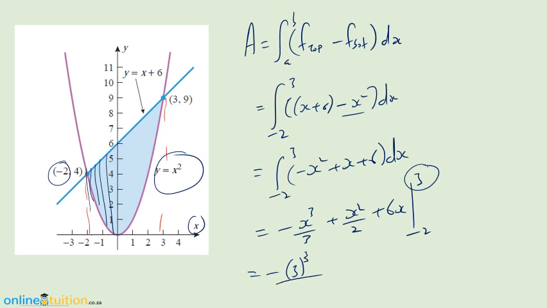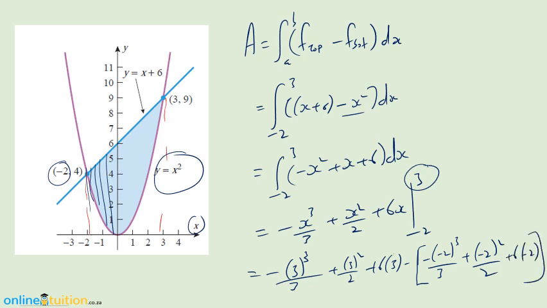Into 3 cubed. It's nice to put them in brackets. Plus 3 squared over 2. Write neatly. This is terrible writing. Minus, watch this, a big fat bracket over there like this. And then you evaluate the bottom. Now here you have to be very careful, lots of minus signs. Minus into minus 2 cubed, plus minus 2 squared over 2, plus 6 into minus 2.